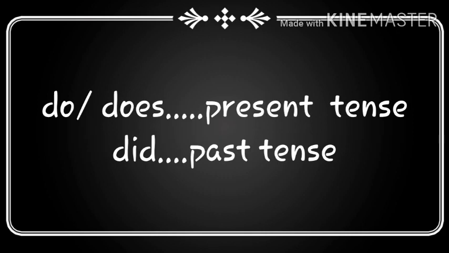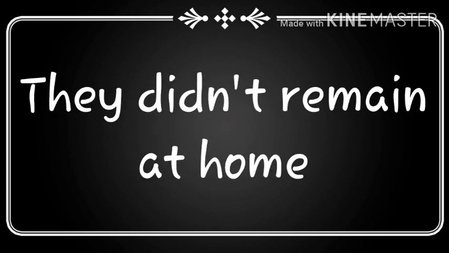Do and does is the present tense form. Did is the past tense. So here remained is the past tense. So we have to use did, didn't, or did not. At the same time, what will happen? This remained will be changed into the present tense because we are using did there. So it will be they didn't remain at home.